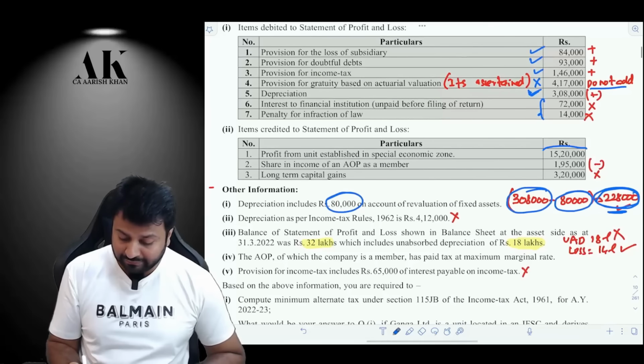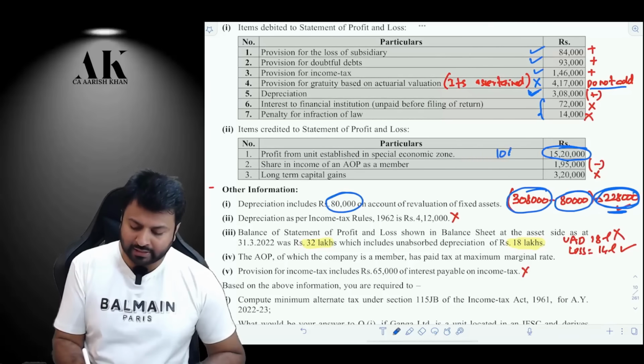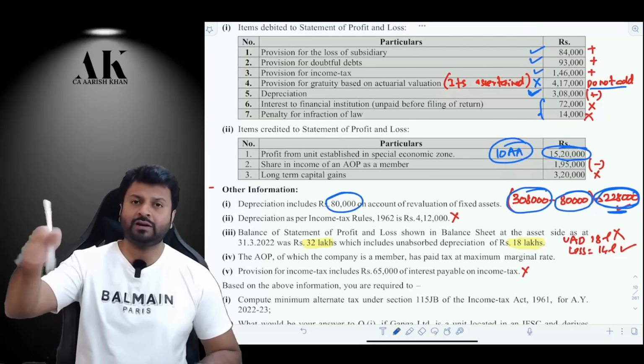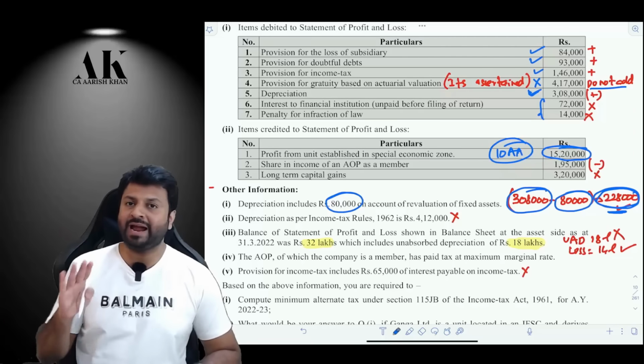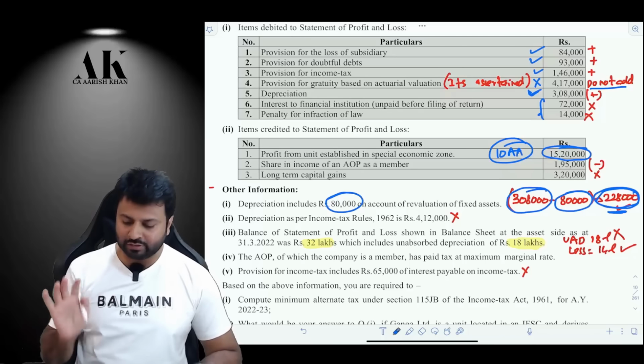Okay. Now the 15,20,000 SEZ deduction. Section 10AA deductions are not reduced in MAT. Let it be part of book profit. Let it bear the burden of MAT. 10AA deductions are not subject to deduction from book profit. They are liable for MAT. Do not reduce this. Okay.